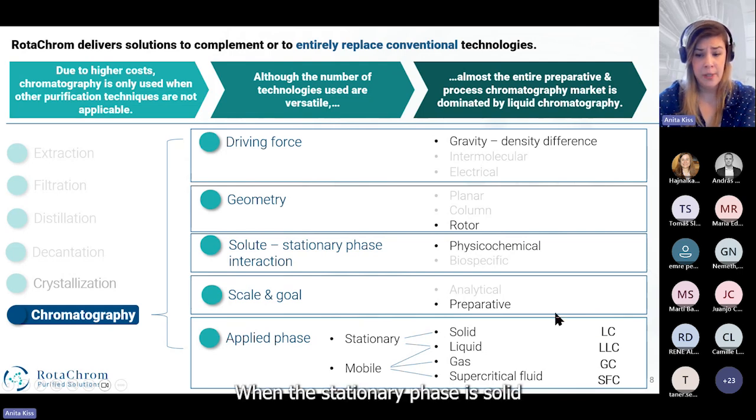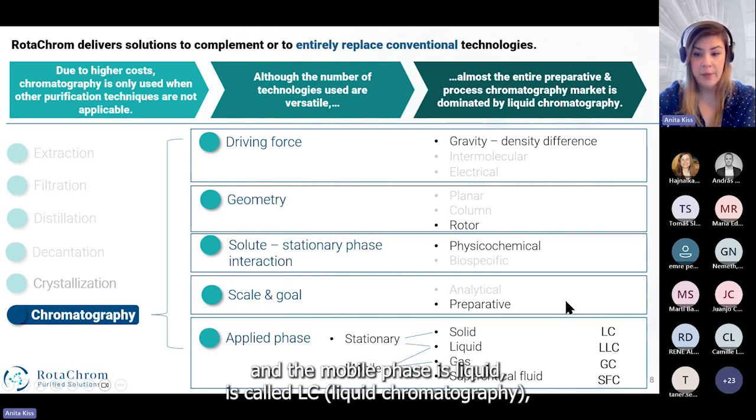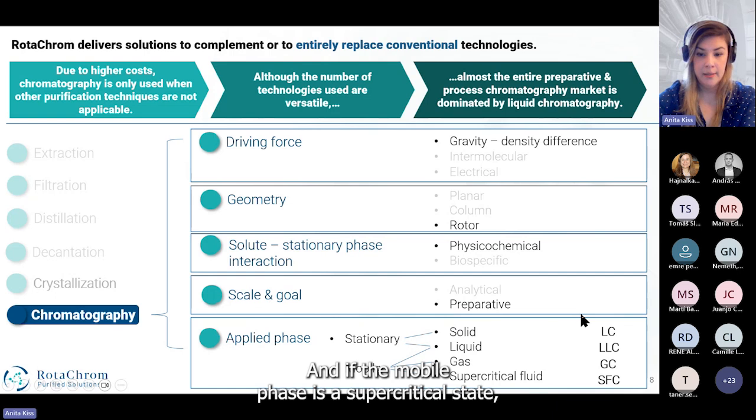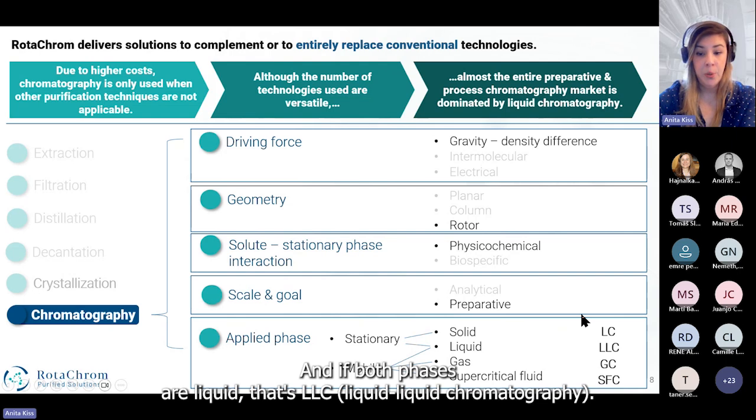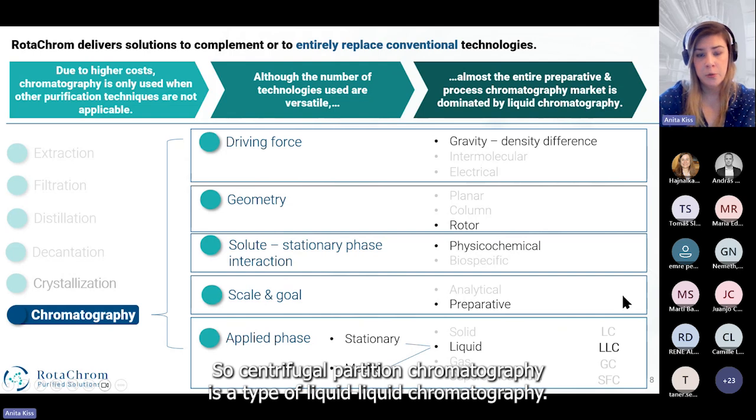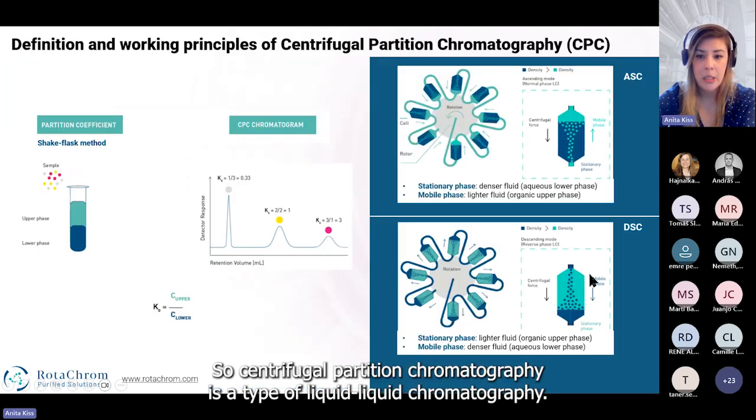When the stationary phase is solid and the mobile phase is liquid, it's called LC. When there is a solid stationary phase and a gas mobile phase, that's GC. And when the mobile phase is in supercritical state, it's SFC. And when both phases are liquids, that's LLC. So centrifugal partition chromatography is a type of liquid-liquid chromatography.